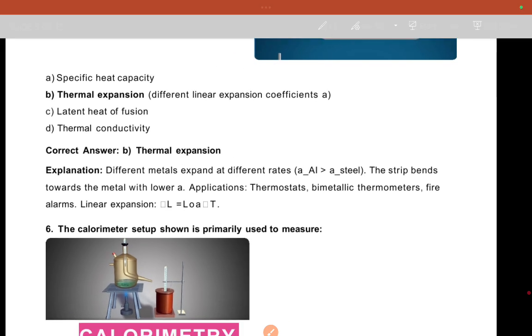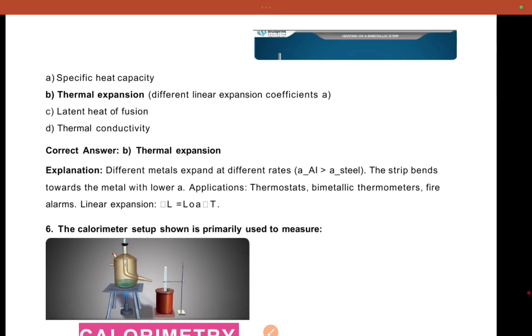There are two different materials in the bimetallic strip, and the two different metals have different expanding character upon heating. So that is based on thermal expansion. Different metals expand at different rates. So aluminum's expansion is greater than steel's. The strip bends toward the metal with the lower coefficient value.